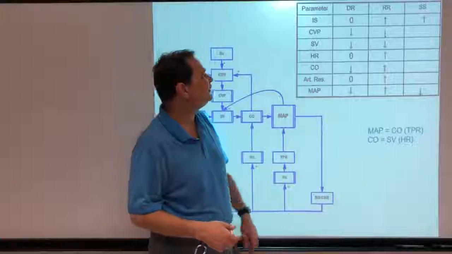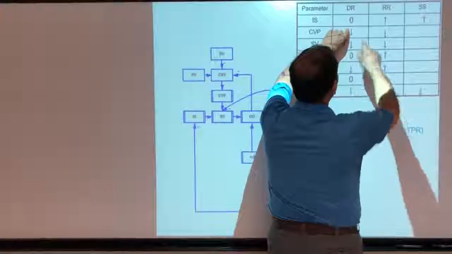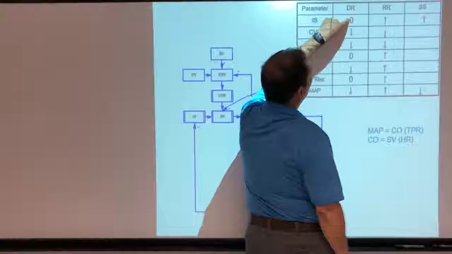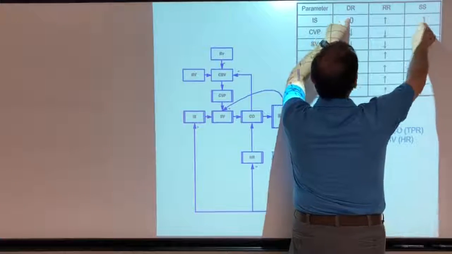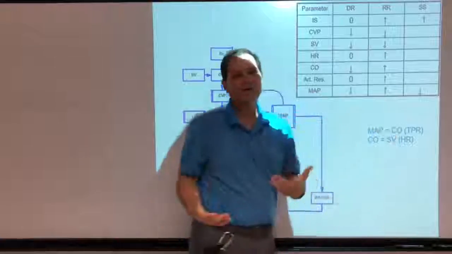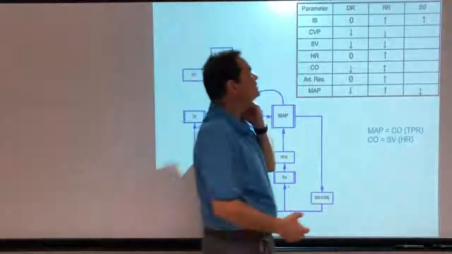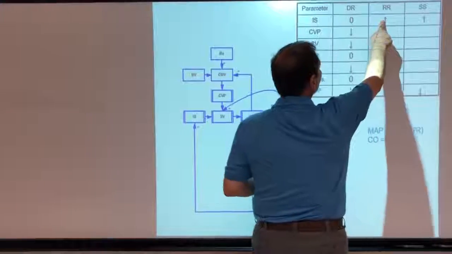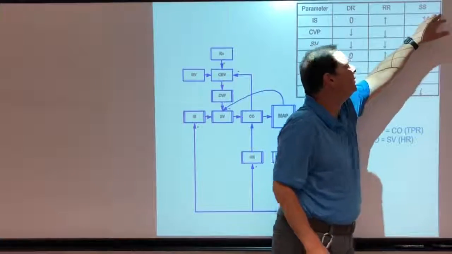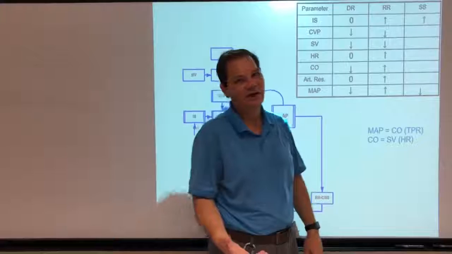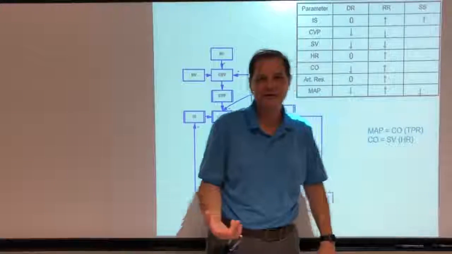And what you do is you start to look at your parameters from there. So if you look at inotropic state, no change in the direct response, an increase in the reflex response. So the inotropic state must be higher than where you started. The direction of change was increase in the reflex response. It didn't change at all in the direct response. So the net direction of change is high. It's up. It's higher than where you started.